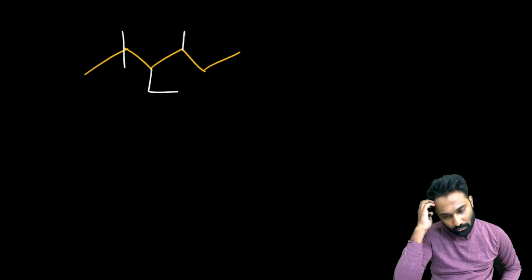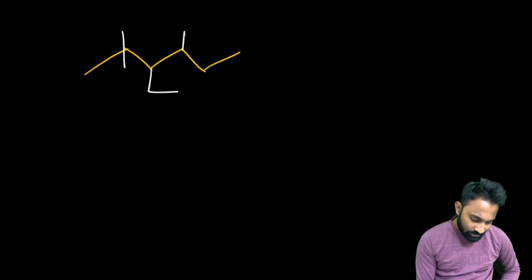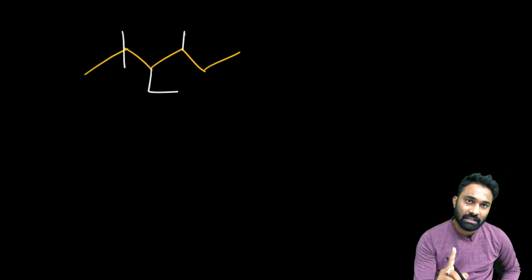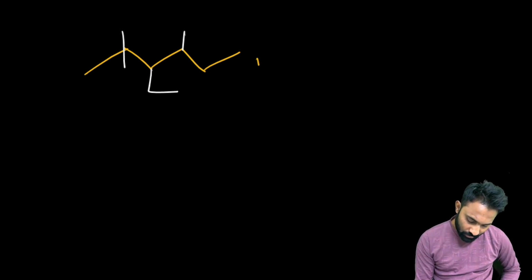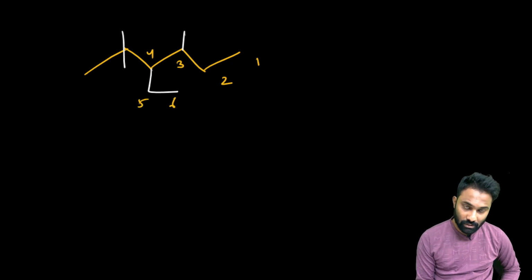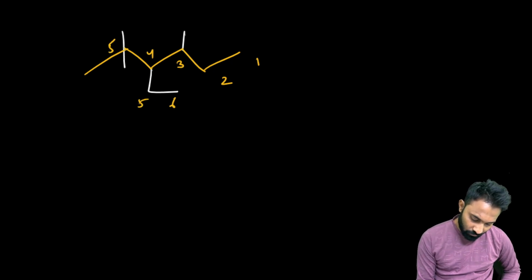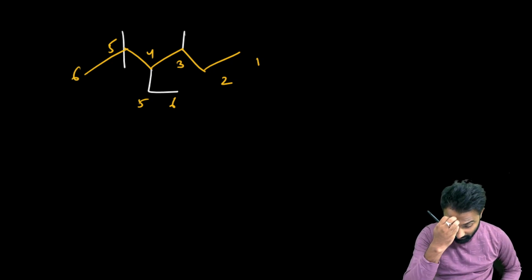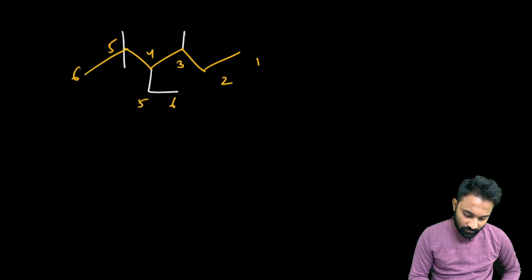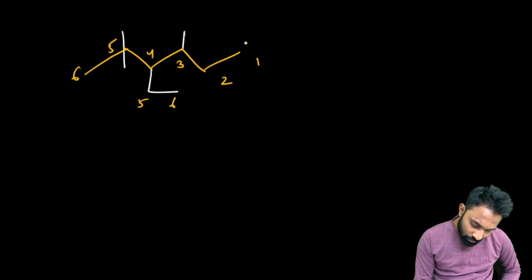Clear? Now this type of compound they have given. First identify the parent carbon chain, then give the numbering so that the substituent should get the least number. If I go with the numbering from here: 1, 2, 3, 4, 5, 6. Now if I go here, 5 and 6. Clear? Then here also you are getting 5 and 6, and here also you are getting 5 and 6.